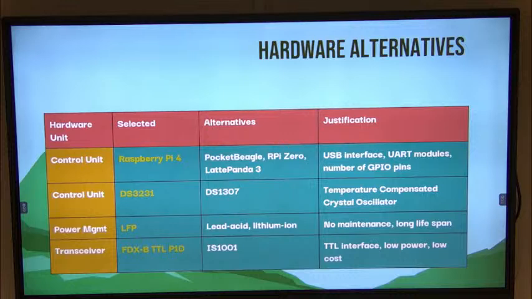This just means that it's very specific equipment, and since we're using a single board computer and creating our own system, we need to be able to interface with it. So we're using the Priority 1 Designs FDXB TTL RFID reader, which has a TTL interface which we can use, and is very low power and low cost.